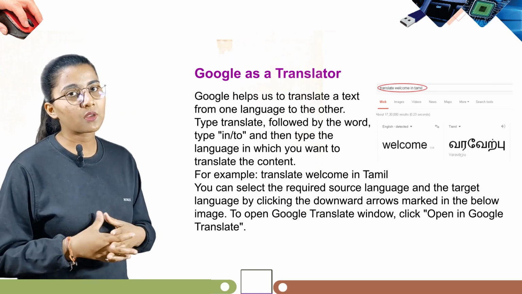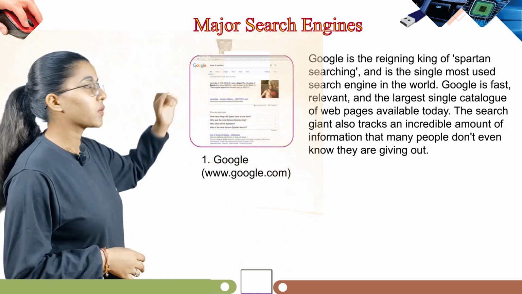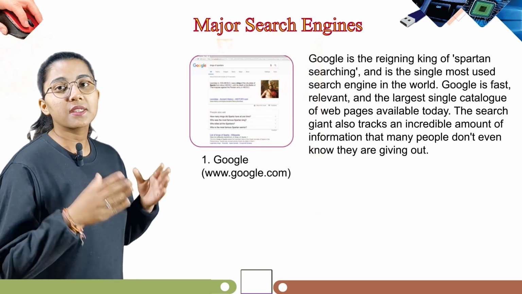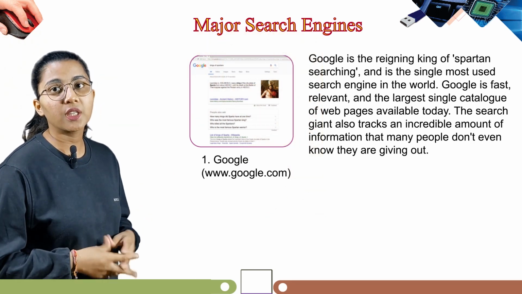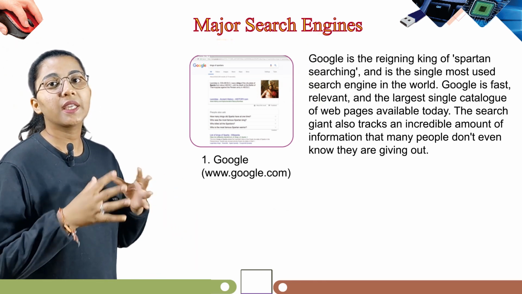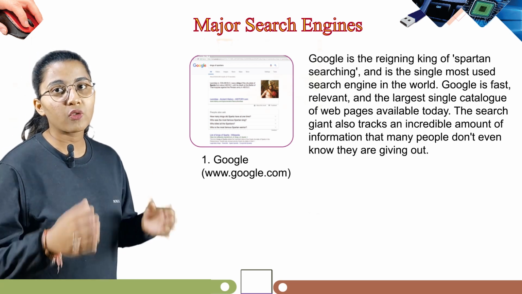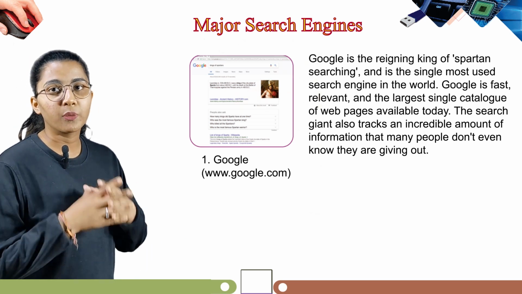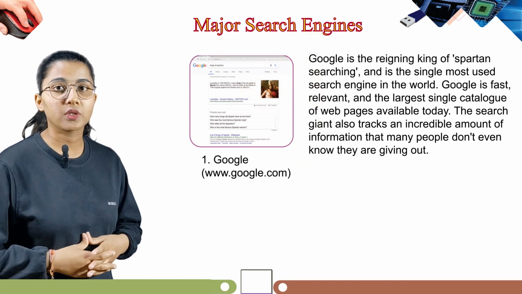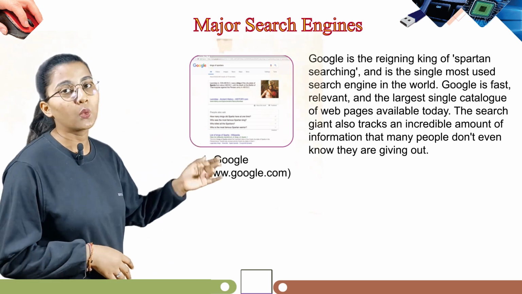Now students, our next topic is major search engines. So students, first is Google. Google is the reigning king of search engines and is the single most used search engine in the world. Google is fast, relevant, and the largest single catalog of web pages available today. The search giant also tracks an incredible amount of information that many people don't even know they are giving out. So students, here you can see the interface of searching in Google.